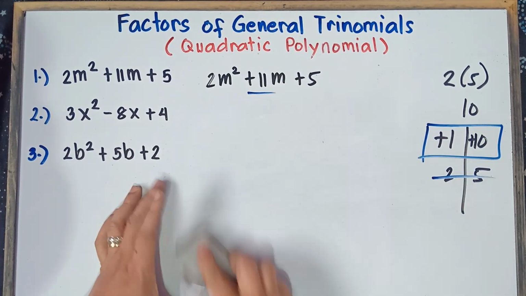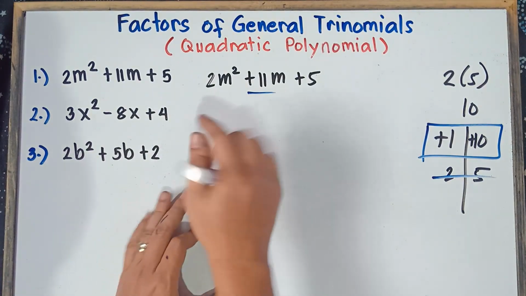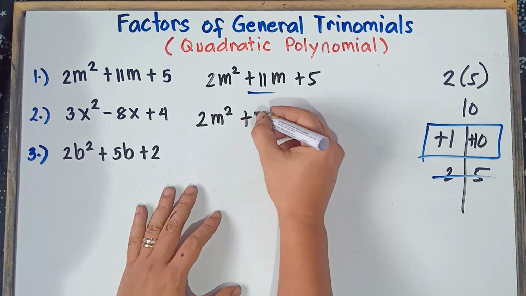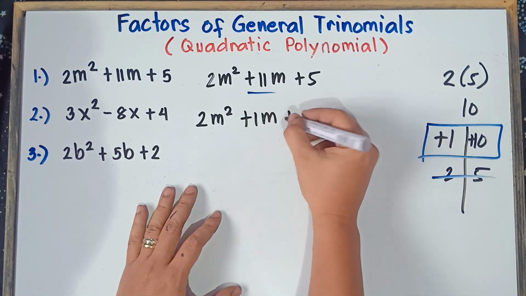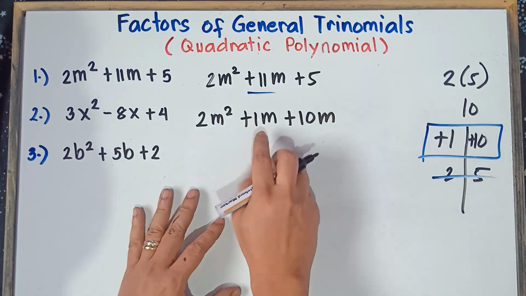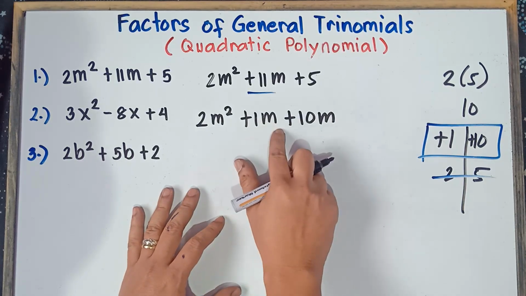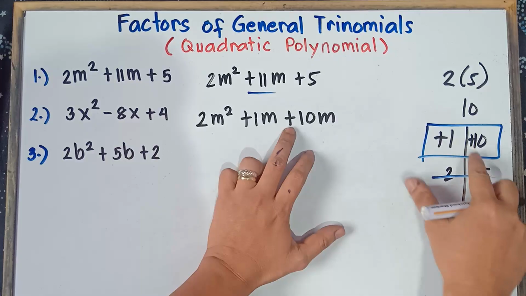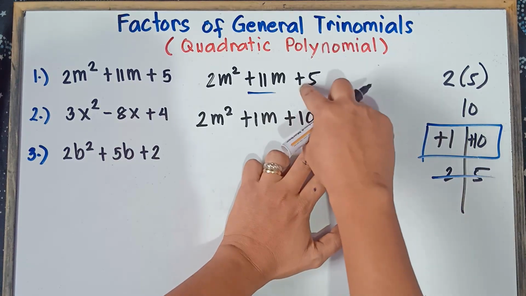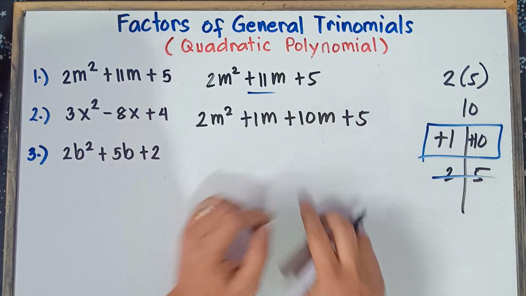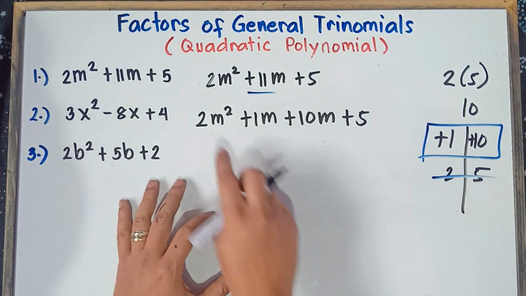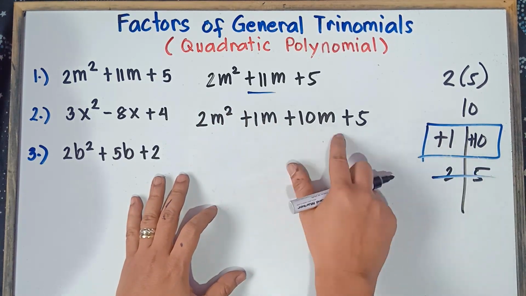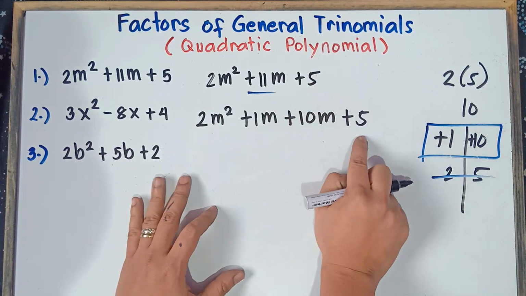Next step, simply copy the first term, 2m squared. Then copy positive 1 and put m, so we have positive 1m. Then we have positive 10 and simply copy m, positive 10m. And then simply copy the last number, the constant, positive 5. So we have 2m squared plus 1m plus 10m plus 5.